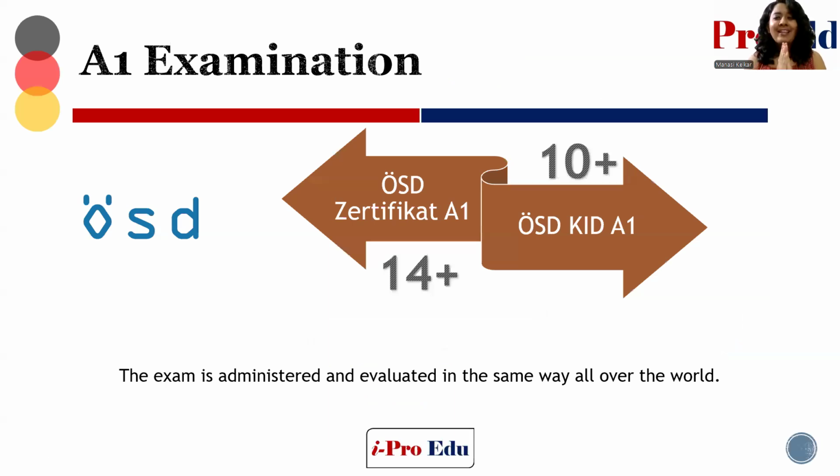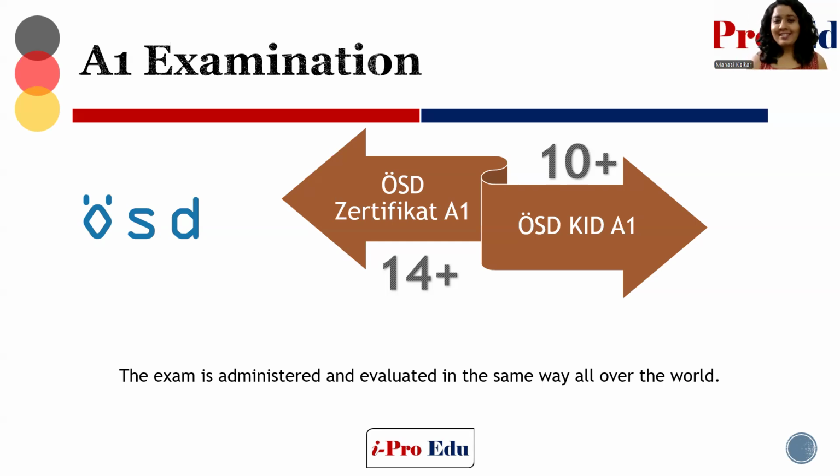Okay, so let's start with an exam overview. That is what kind of examination it is. ÖSD Zertifikat A1 is taken in two ways, that is in two types of examination. First is ÖSD Zertifikat A1, which is for anybody who is 14 or older than 14. And ÖSD Kid A1, if you see the word kid, that means it is for anybody who is 10 or above. ÖSD is an internationally accepted and recognized examination for German language. The exam is administered and evaluated in the same way all over the world.